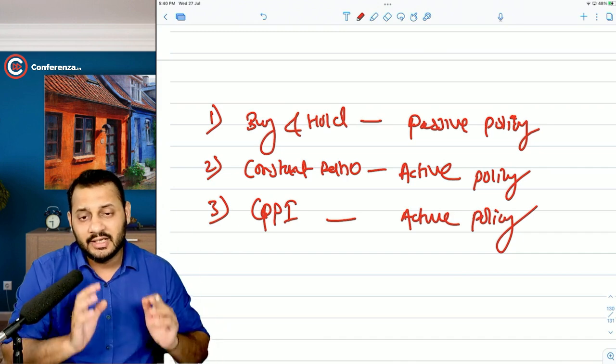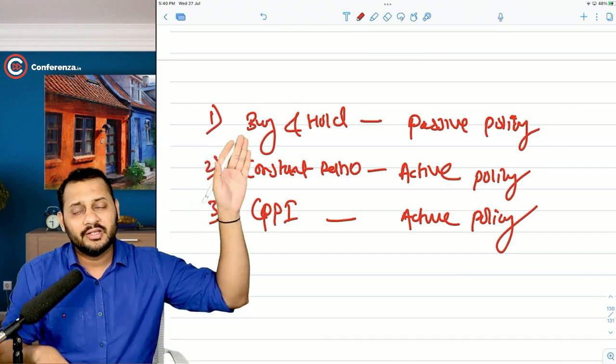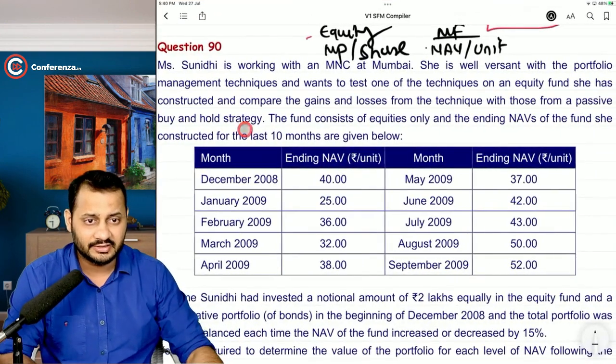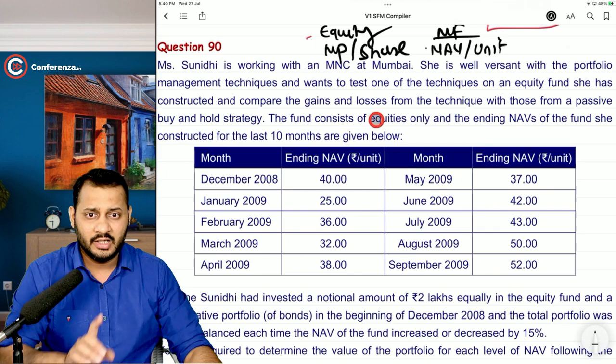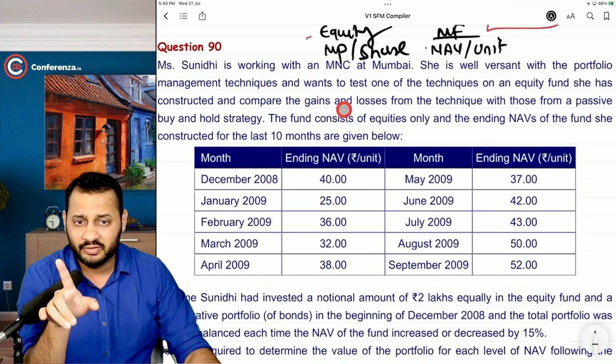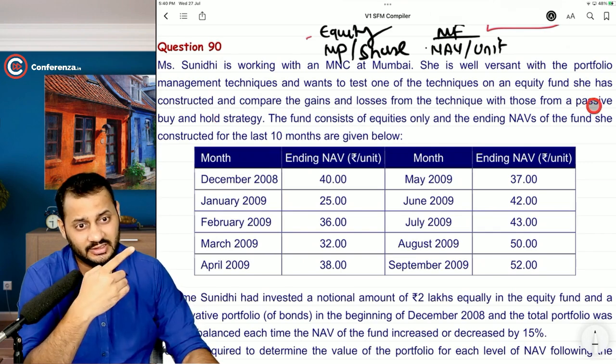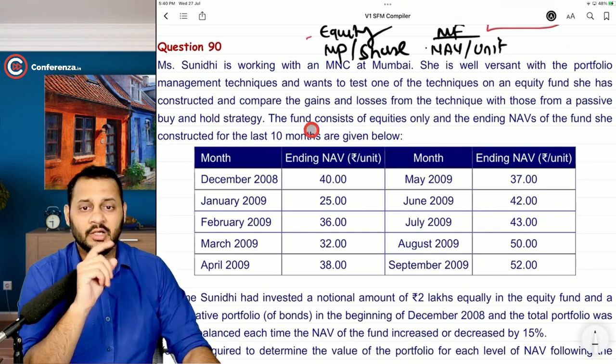That's passive income. In the same way, when you don't have to do anything, this is a passive policy, these two will be active policy. So the question says like this, please have a look once again. So she wants to test this policy with those from a passive buy and hold strategy. What does that passive mean? Don't have to do anything.